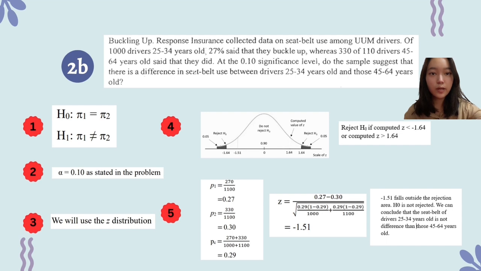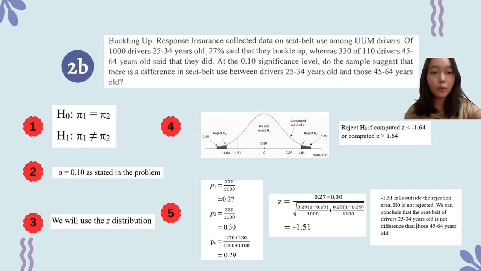Step 1, we will list down H0 and H1. H0 is pi1 equal to pi2. H1, pi1 is not equal to pi2. Step 2 is alpha equal to 0.1. Step 3, we will use Z distribution. Step 4, we will sketch a graph with the critical values negative 1.64 and 1.64. We reject H0 if computed Z is less than negative 1.64 or computed Z is more than 1.64.